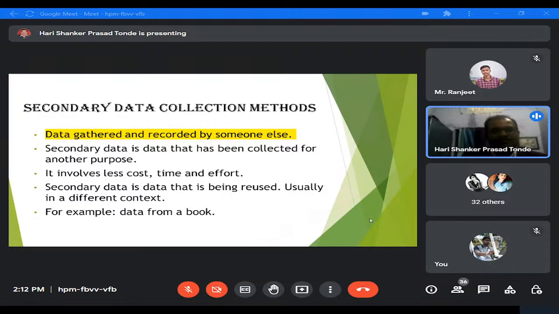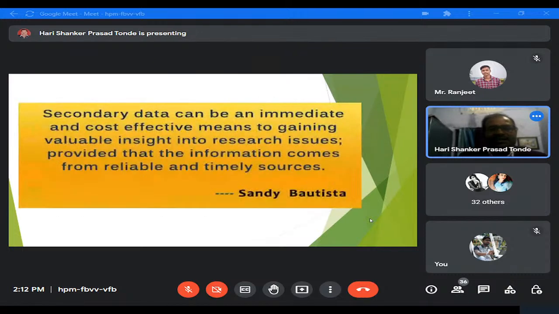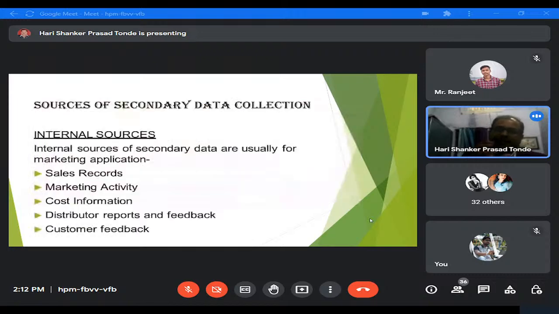So this type of thing is secondary data collection. Secondary data can be an immediate and cost-effective means to gaining valuable insight into research issues, provided that the information comes from reliable and timely sources. So it is very necessary that we find out the sources of secondary data collection, and these will be categorized into two parts: internal sources and external sources of secondary data collection.